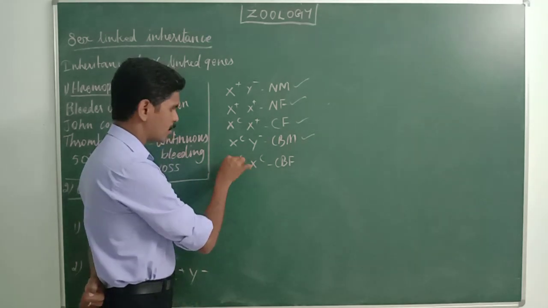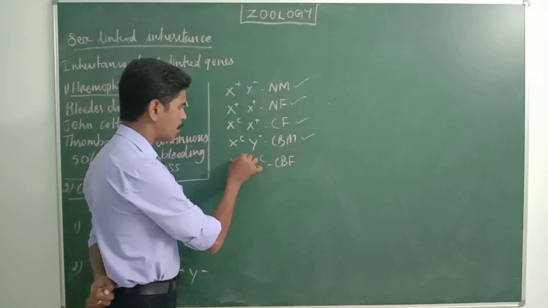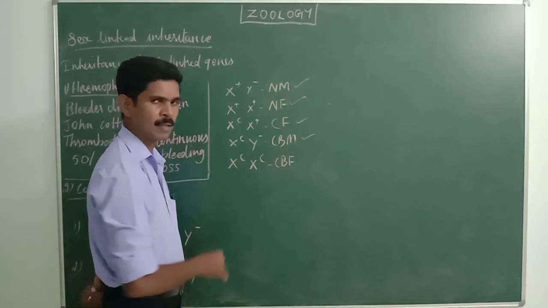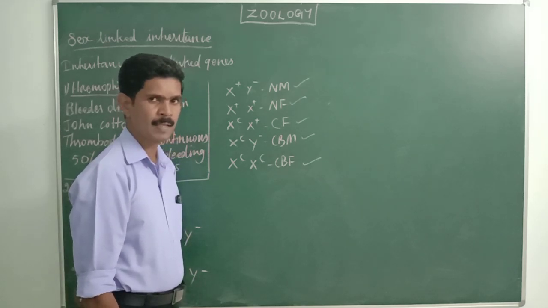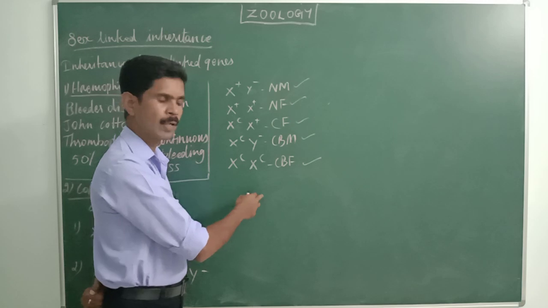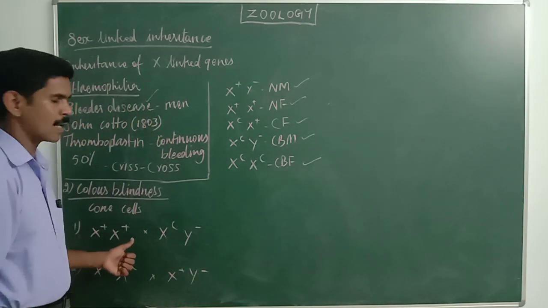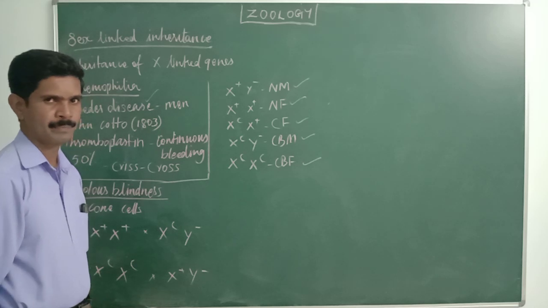Then next, two X chromosomes are there. It's a female sex chromosome, but both chromosomes are affected. So that female is a colorblind female. You should understand this one, then only you can clearly understand the transmission of this colorblindness disease.